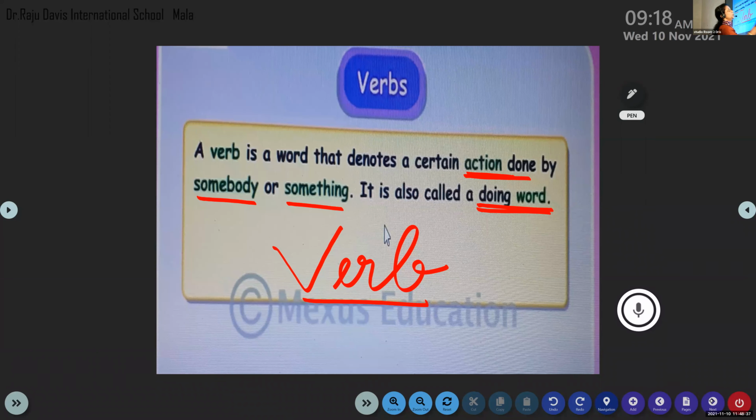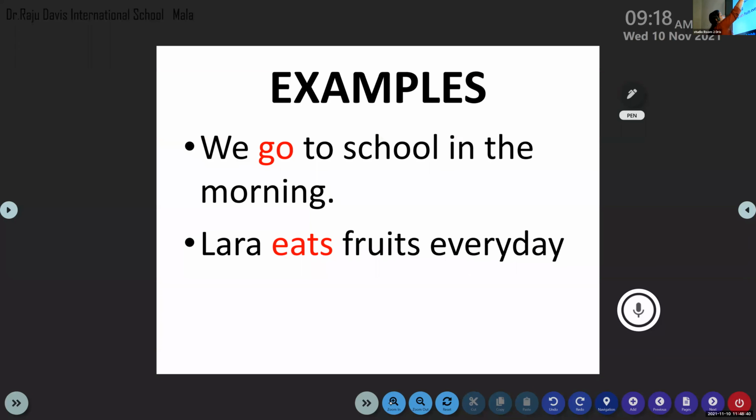Here are a few examples for you. We go to school in the morning. Now, come on, identify the action word in it. Which is the action word there? Go. Go is the action word there. Lara eats fruits every day. Come on, identify the action word. Eat. All these are action words, because each denotes an action done by a person, an animal, or a thing. Go means he is going. The action is taking place there. So Lara eats fruits. These are the action words here.